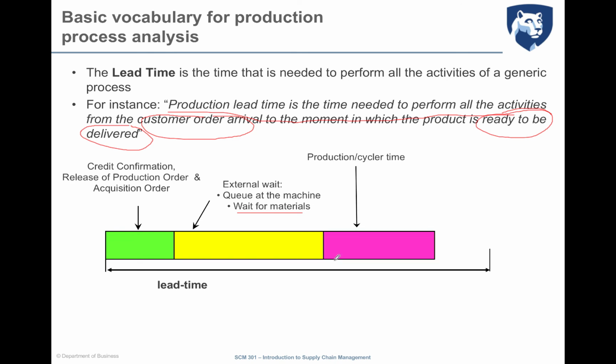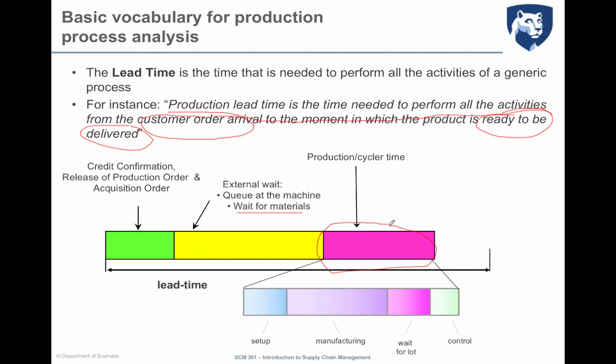Then you have what is called cycle time or production time, so the actual execution of production activities to realize the order. And you can see that what is usually considered the time of production is just a subcomponent of the overall production process lead time.